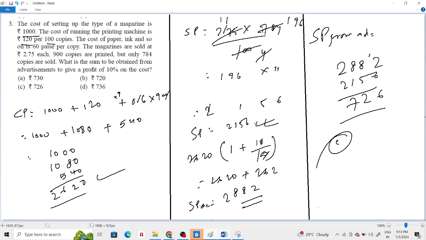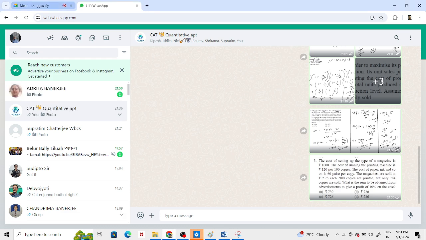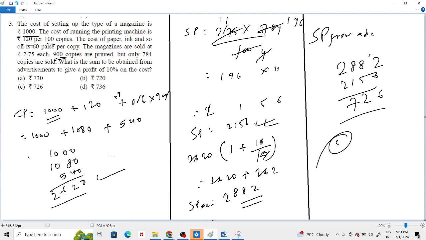You understand what this sum was? First of all, we found out what was the total CP, right? 1000 is a fixed cost. What is the cost of running the printing machine? 120 per 100 copies. That is 120 into 9. Why 120 per 100 copies? And why 9? Because it is given 900 copies are printed. So in 900 copies, how many hundreds are there? In 900 copies, 9 hundreds are there, right?